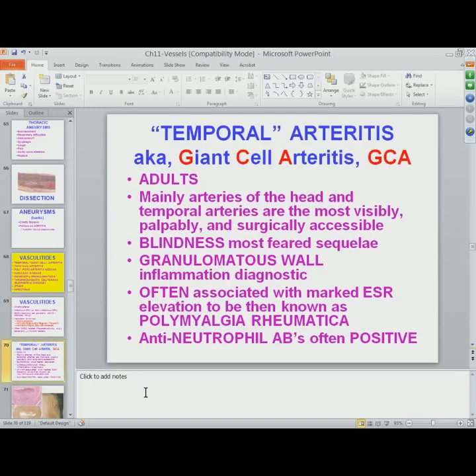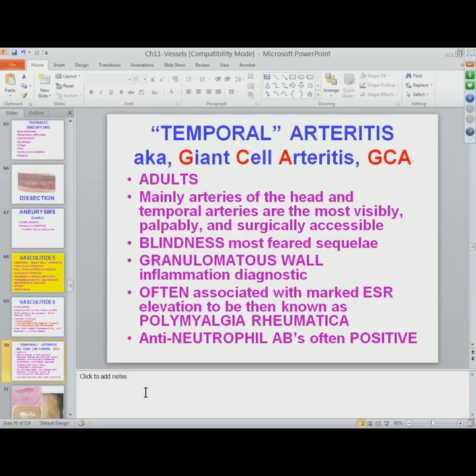What about temporal arteritis? Now more appropriately called giant cell arteritis, because it's a granulomatous condition, and it was very, very often seen in the temporal arteries. It's not limited to the temporal artery. The reason why people thought it might have been is because the temporal artery is the only artery you can actually often see and palpate, and even very, very easily biopsy as well.